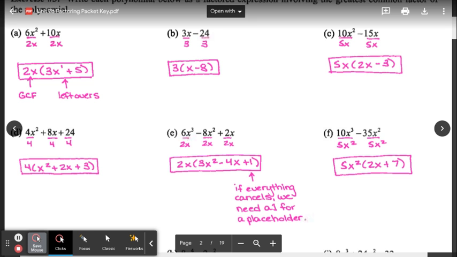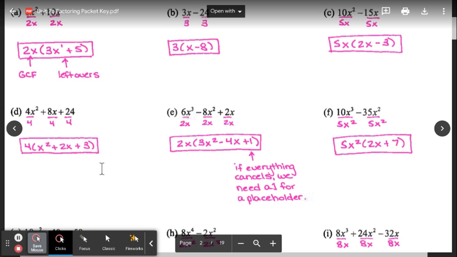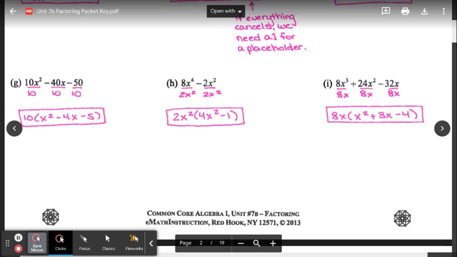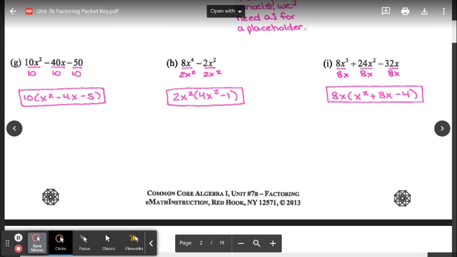Okay, we have done A, B, D, and E together. So check C and F. For C, my GCF was 5x. And for F, the GCF was 5x squared. And then down here, the third row, we didn't do any of these. So check those as well. The GCF for letter G was 10. Put my leftovers in parentheses. GCF for letter H was 2x squared. And the GCF for I was 8x to the 1.